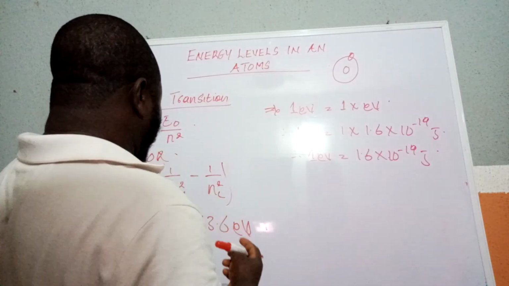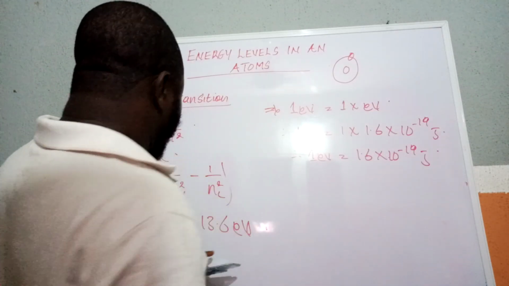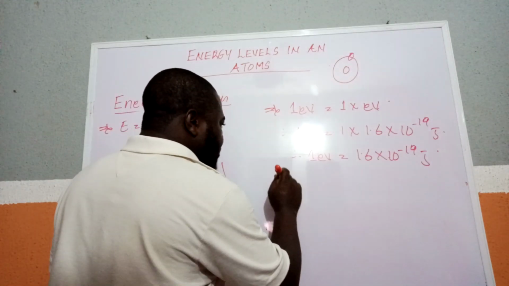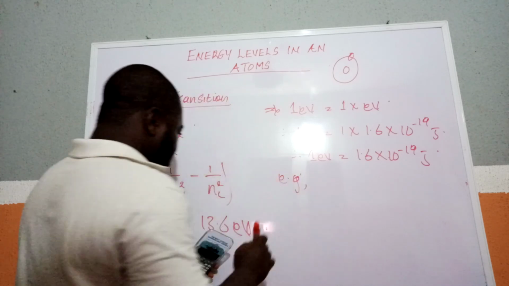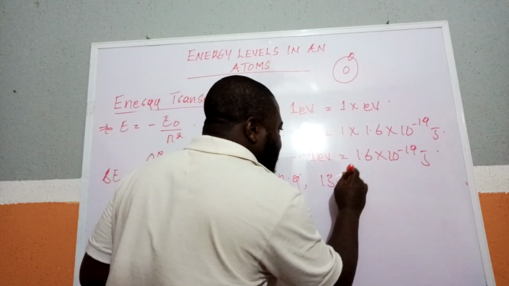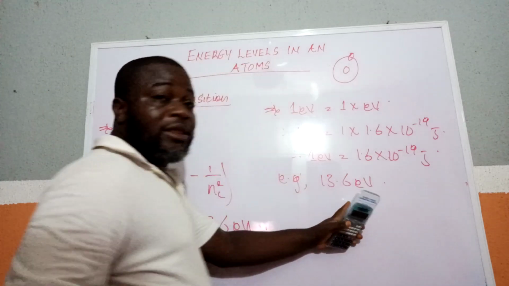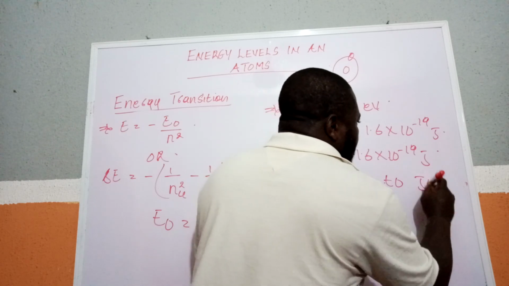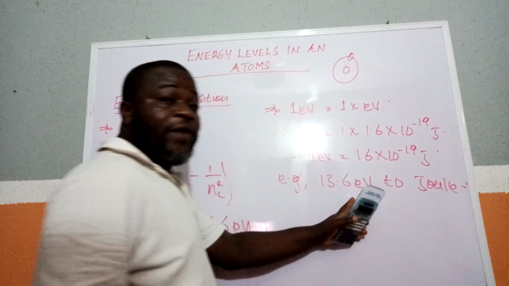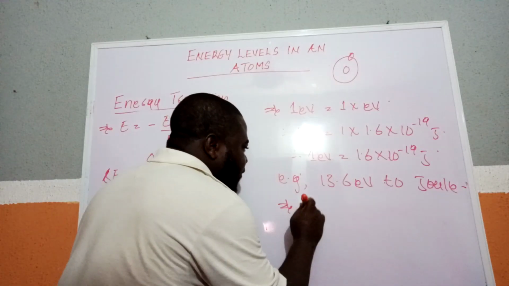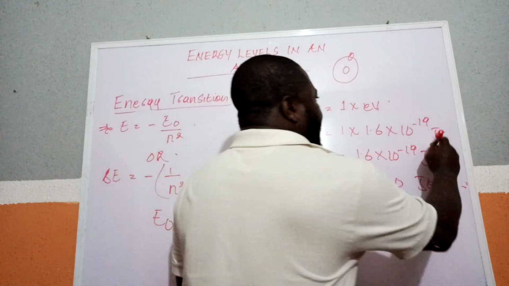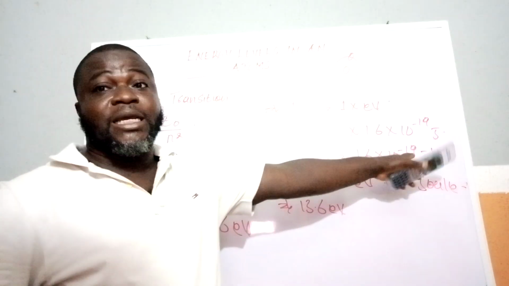So let me use, for example, E naught. Let's convert E naught to joule. That means we have 13.6 electron volt, and I want to convert this to joule. So if I want to convert this to joule, I will just have 13.6 electron volt, and I'm only going to multiply it by 1.6 times 10 raised to the power minus 19.